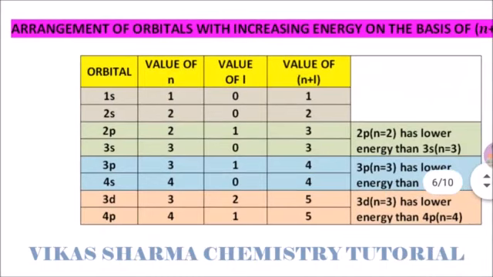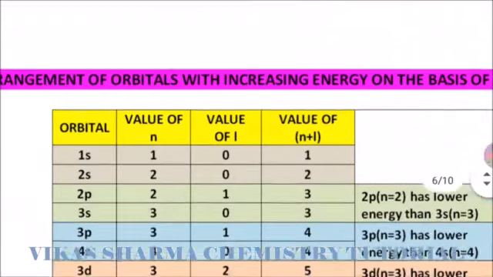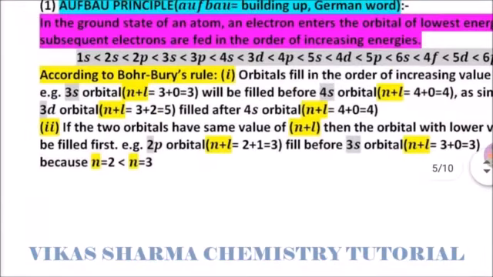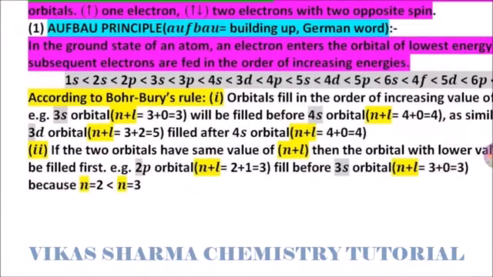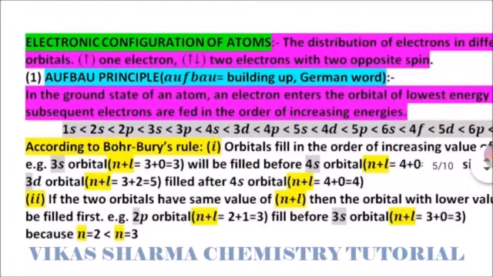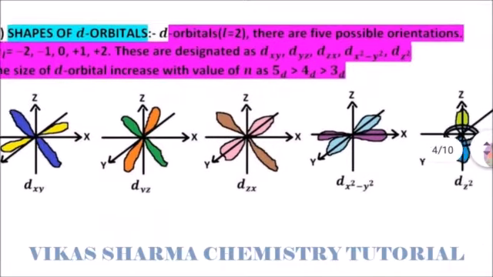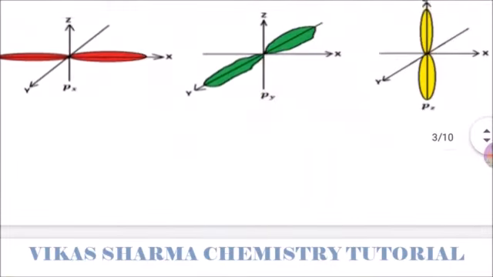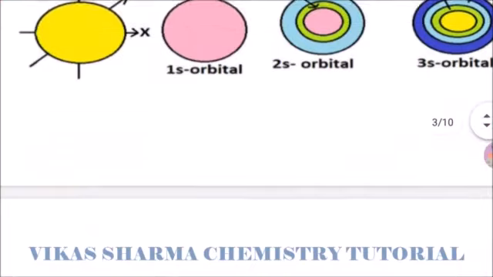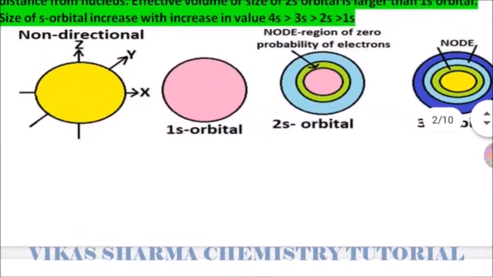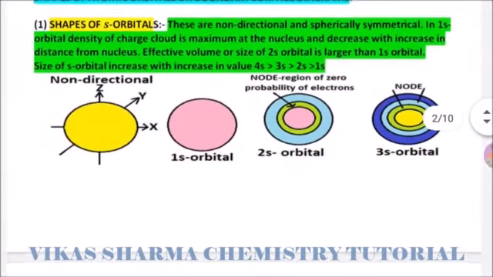This pattern follows the n plus l formula, given by the Aufbau rule. Using the Aufbau rule, you can easily predict which orbital takes the electron first, which one has lower energy and which one has higher energy. So the above principles describe the pattern of electron filling. In electronic configuration, the shapes of the d orbital and p orbital are directional, the s orbital is non-directional, and the node is the zero probability area of electrons.